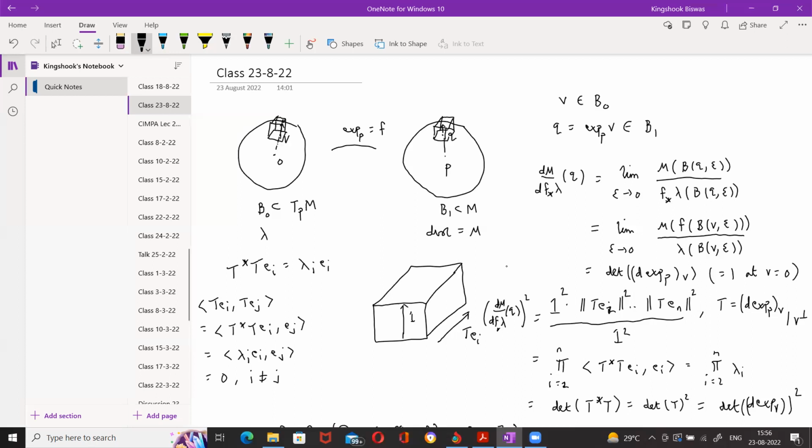It's just the determinant of the derivative. It's just a positive continuous function. Yeah, there it's fine. But on the whole, it won't work, right?